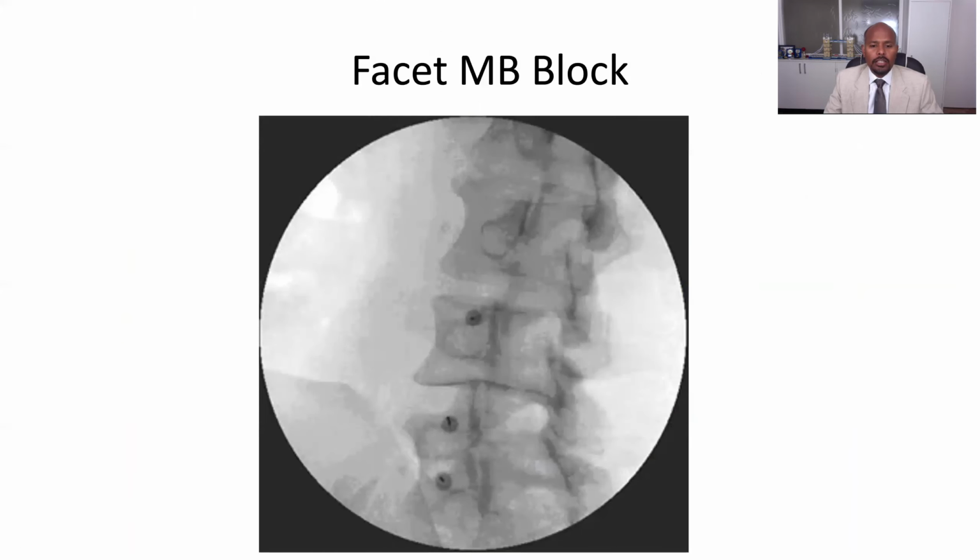So this needle, as you can see, looks reasonably well, but just one view is not going to help us to know whether this is exactly in the spot that we're trying to treat.